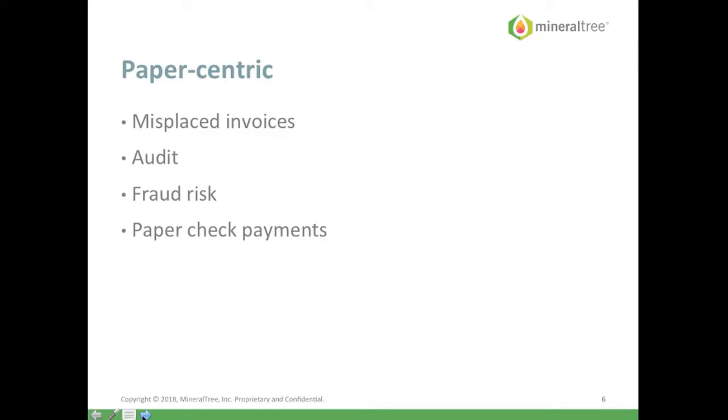Audits might be a little bit more work because there's more paper to sift through. When an auditor is asking you for information or a copy of a record, you need to find that physical paper copy because that's how you're managing your AP. Also, you're at risk for fraud, and this has to do with the last point as well, which is the paper check payments that you're making to your vendors and having check stock on hand within the company and the department available.